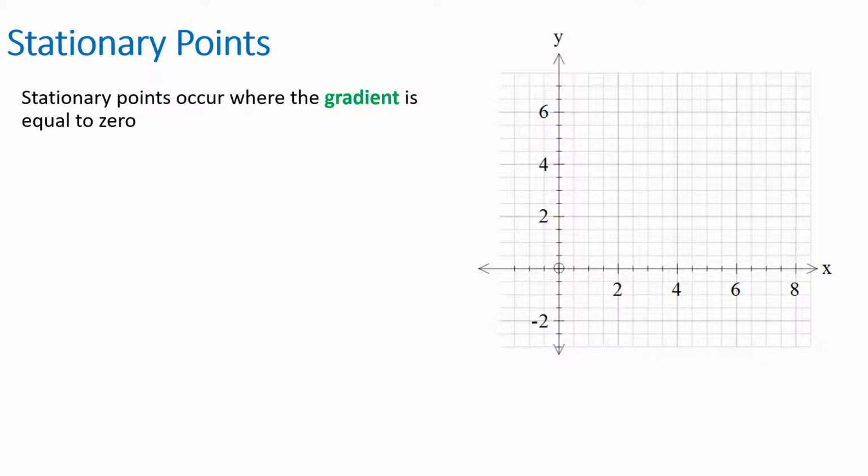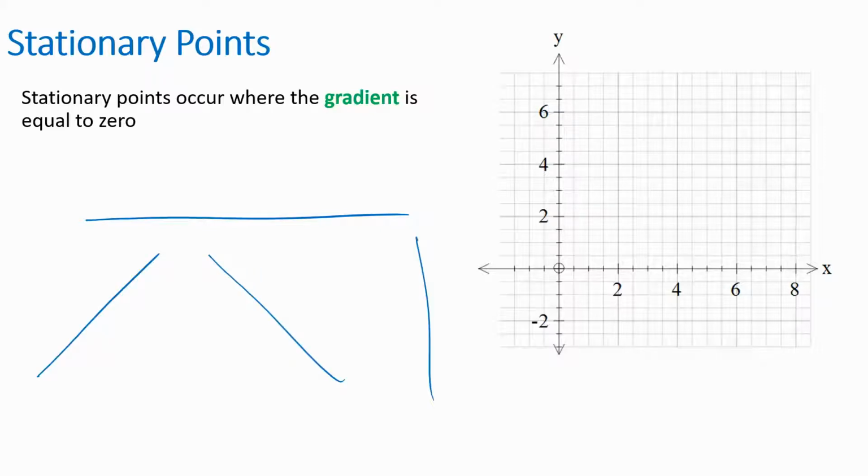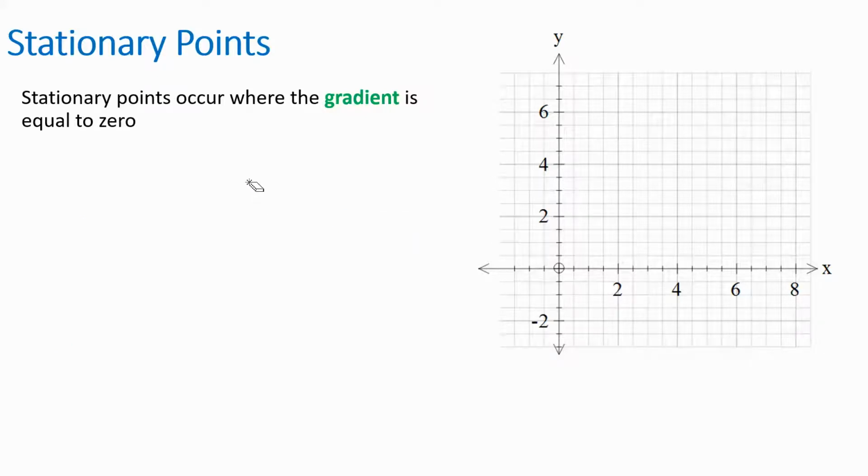Okay, so stationary points occur where the gradient is equal to 0, which means that your tangent line has a gradient of 0. The only way to have a gradient of 0 is if it's a horizontal line. So going back to year 9, you've got your positive line, negative line, 0 line, and undefined line. So all they're really saying is, as long as you can draw a horizontal line on the curve, you've got a stationary point. At that particular point, that tangent line that has a 0 gradient is a stationary point.